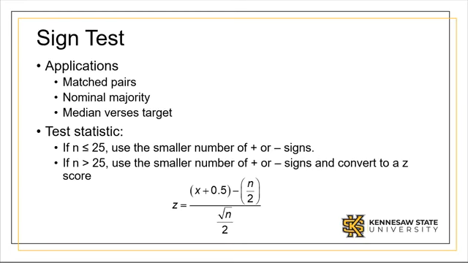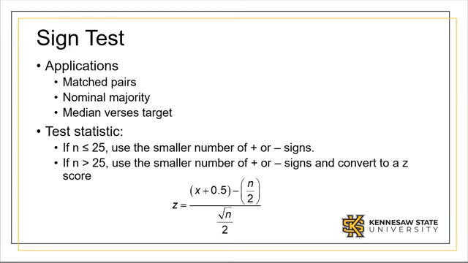The sign test is the most elementary and least efficient non-parametric test. It involves converting data values to positive and negative signs, and then testing to determine whether either sign occurs significantly more often than the other sign. We use this test when assessing matched pairs, assessing the majority with nominal data, and comparing a median to a target. The only requirement for the sign test is simple random samples.